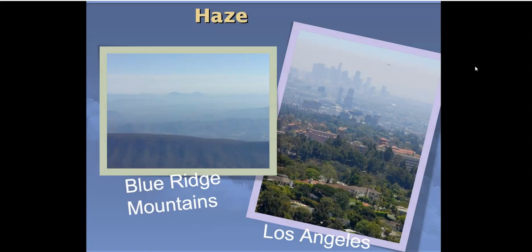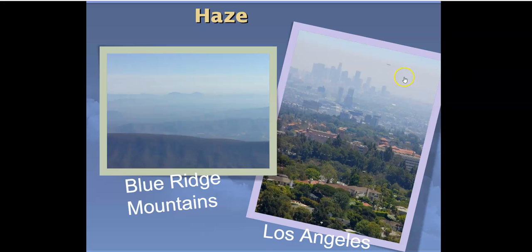Now haze occurs when there's lots of humidity or moisture in the air and there's lots of other particulate matter. The Blue Ridge Mountains are notorious for their hazy appearance. That is how they got their name originally, because it's kind of a blue haze that settles over the mountains. And a lot of that comes from all the trees, all the photosynthesis going on. There's a lot of transpiration, which puts a lot of moisture into the atmosphere.